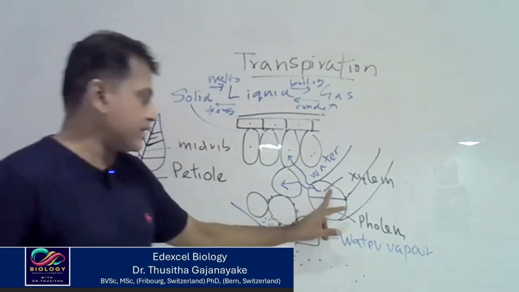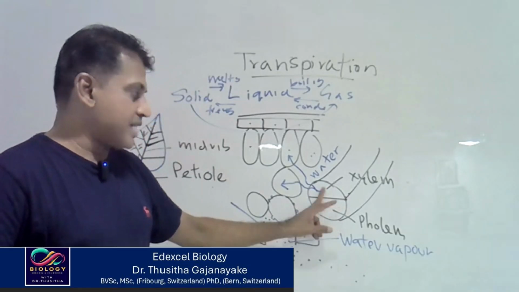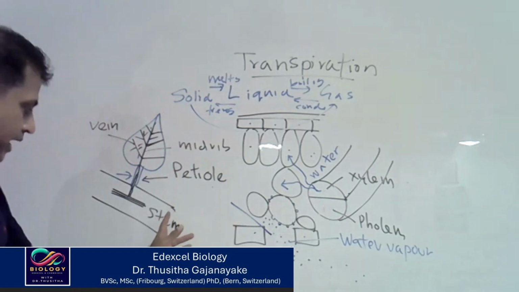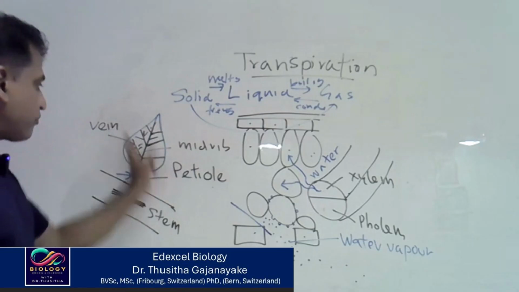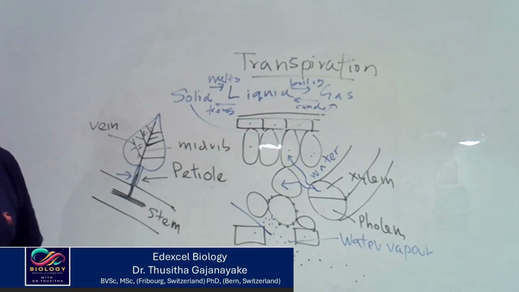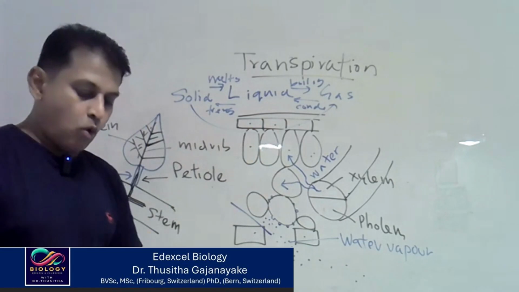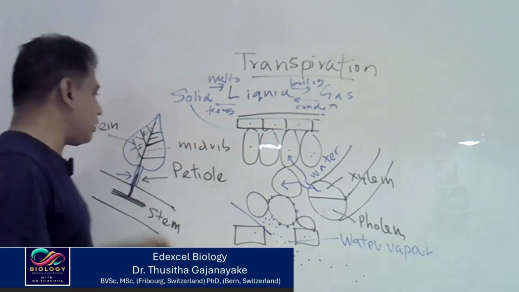Now you see that's the end. So this is the end part of the xylem and phloem. Otherwise, it has to come from the stem, petiole, midrib, vein, and the branches of the vein. So then it's distributed all over the leaf.